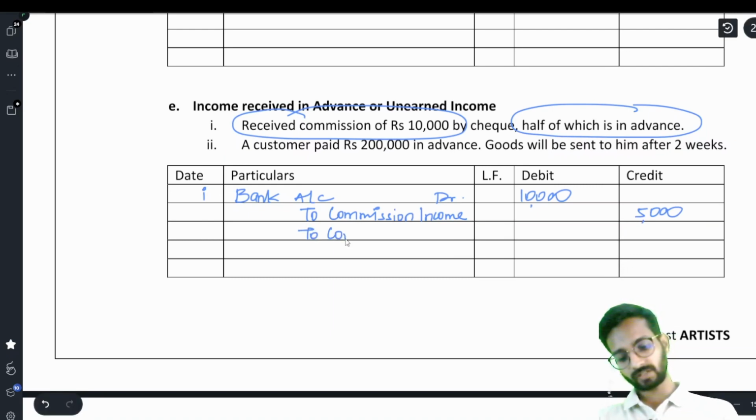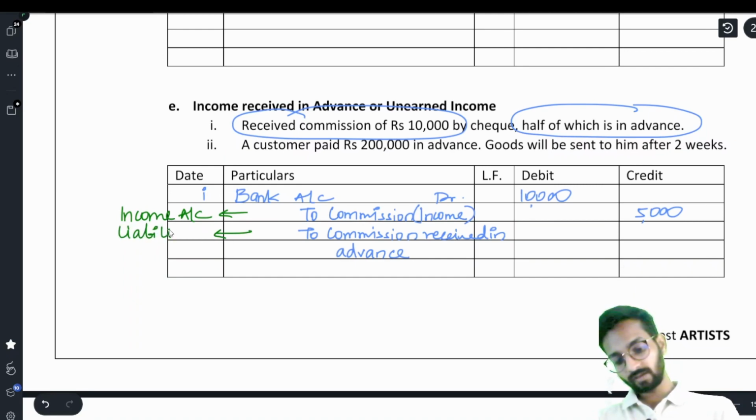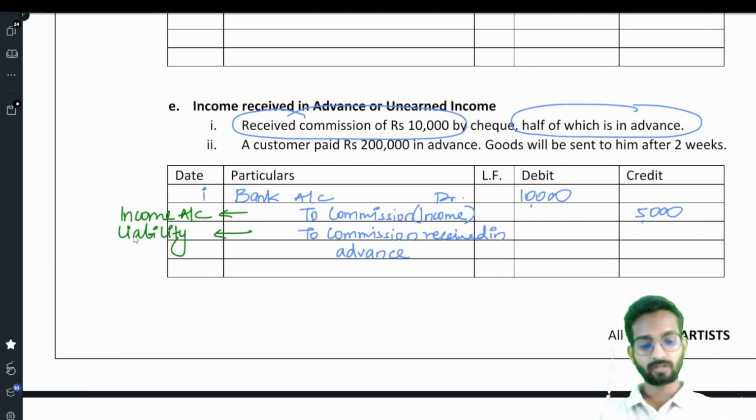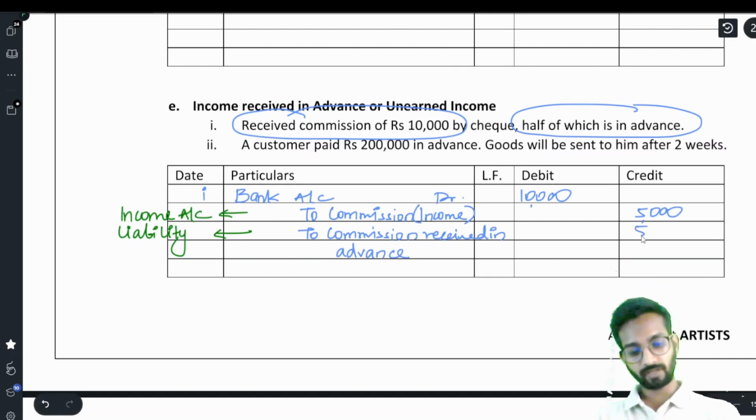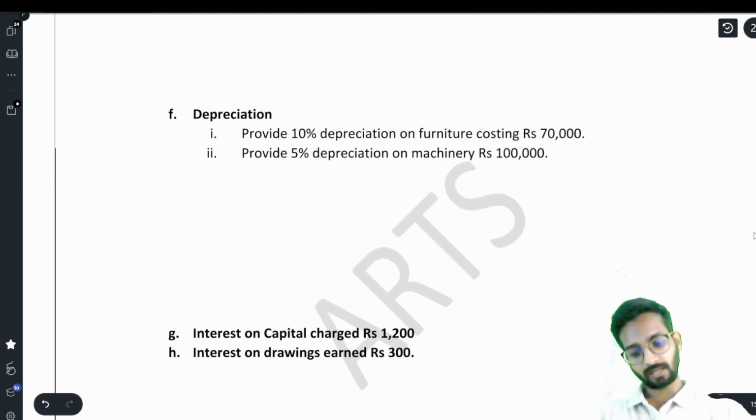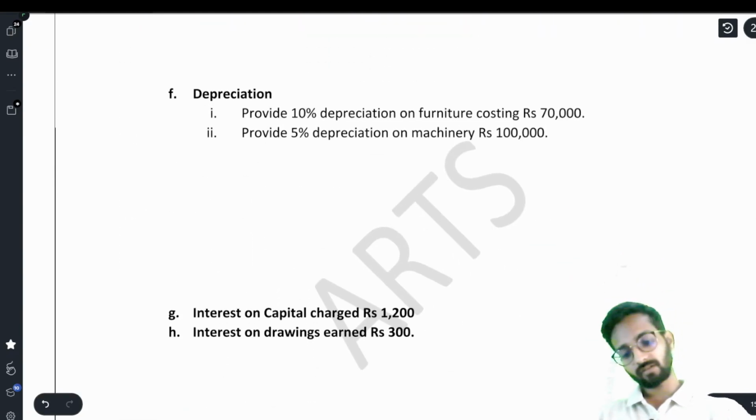So what will I write? To commission received in advance. See, both the names are commission only, but the nature of the account is different. This is the income account, what we have earned and received, but this is not income, this is my liability. Why? Because I have already received the money, but I am still supposed to provide services in future. To commission in advance, how much? 5,000 rupees.